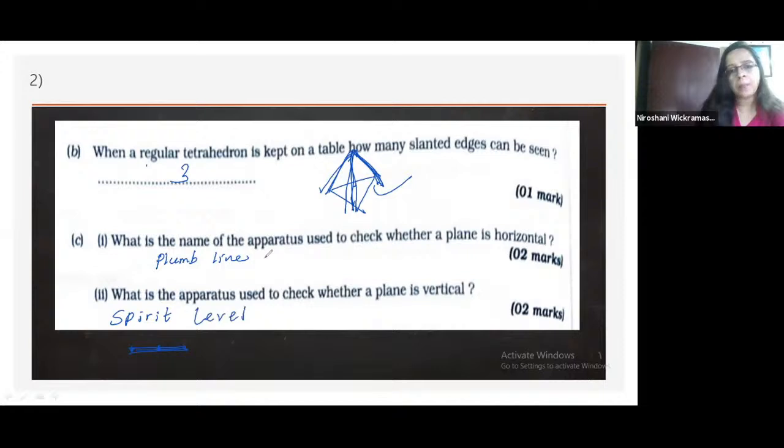This is plumb line. This is split level. I think you have seen that also with masons and carpenters. When they are leveling the floor, they use this. When the light bubble comes to the middle of this, then they say this is already horizontal, right? Split level.